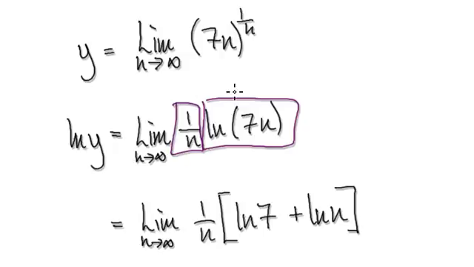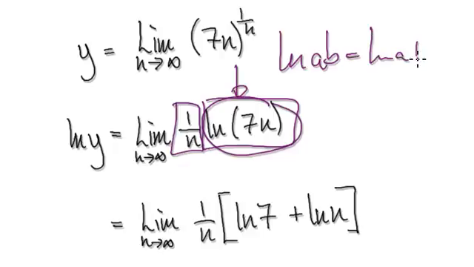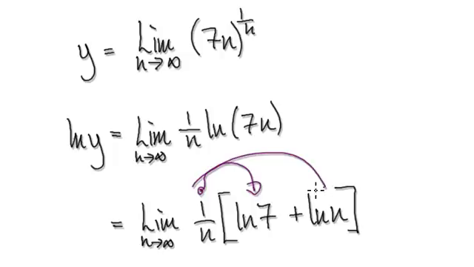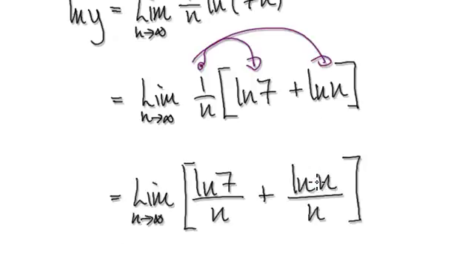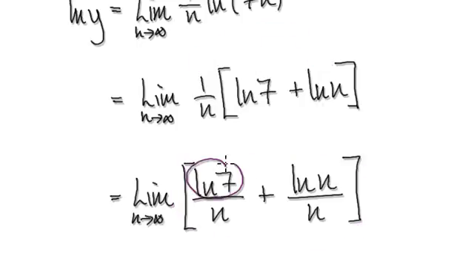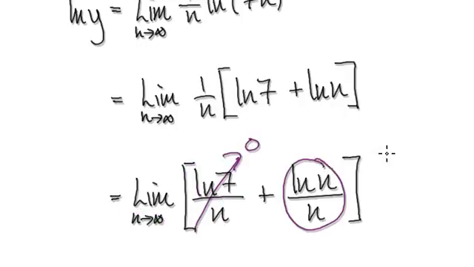So you've got one block multiplying another block. Remember, natural log of AB is the same as natural log of A plus natural log of B. So break this up into two blocks, and then multiply this, and multiply this. That will then give you this. Remember, this is a constant, and as n gets bigger and bigger, you've got a constant over something very, very big. So this thing here is going to go to 0.